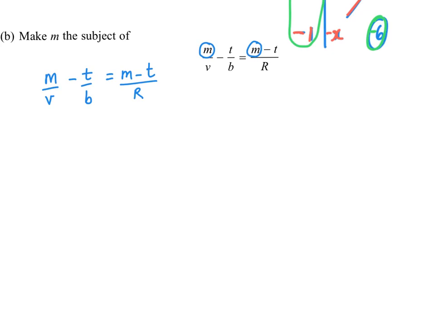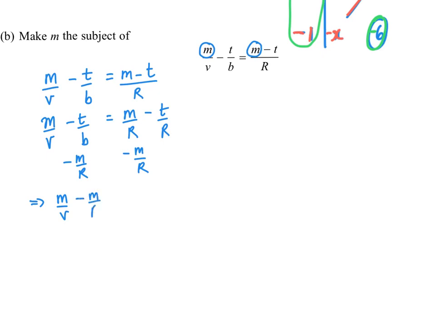So first things first, let's try and get the terms in m on one of the sides only. Now there's many different ways of doing this. Some people might choose to do this before they do anything else, and that is to call this one m over r minus t over r. And then what you could do is take m over r from both sides, and that would leave you with m over v minus m over r minus t over b equals minus t over r.